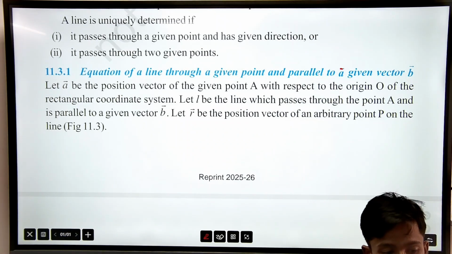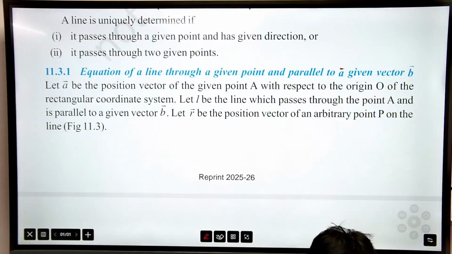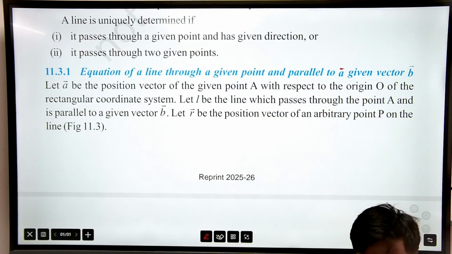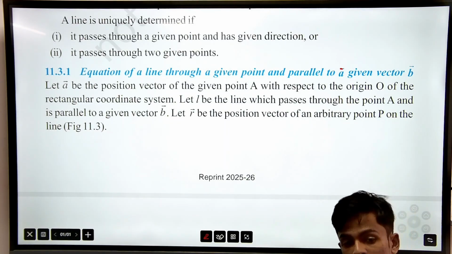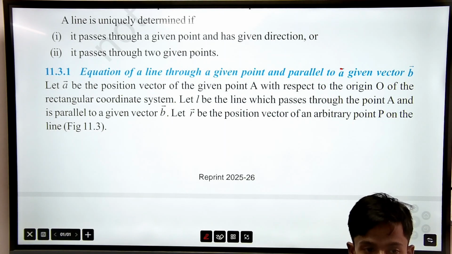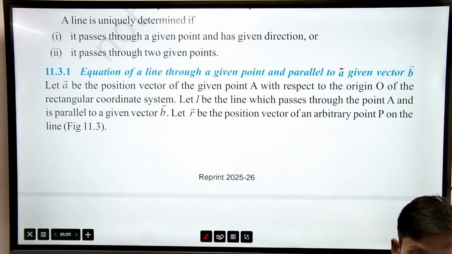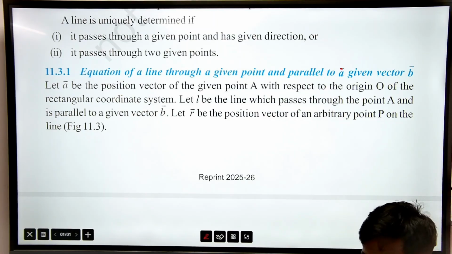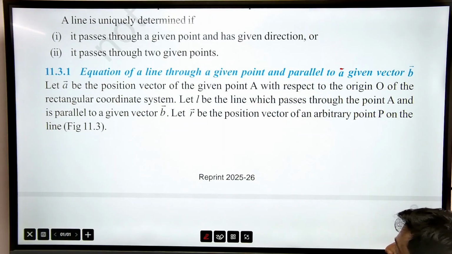तो मतलब यहाँ पे एक लाइन का इक्वेशन हमें ढूंढना है जो कि एक पॉइंट से पास हो रहा है. ऑब्वियसली कोई ना कोई एक पॉइंट गिवन होगा. दैट विल बी सपोज x, y, z and it is parallel to a vector. Suppose the vector is b vector. But what will be the equation for that particular line? Right? This will be the point. Equation of a line through a given point and parallel to a given vector b.